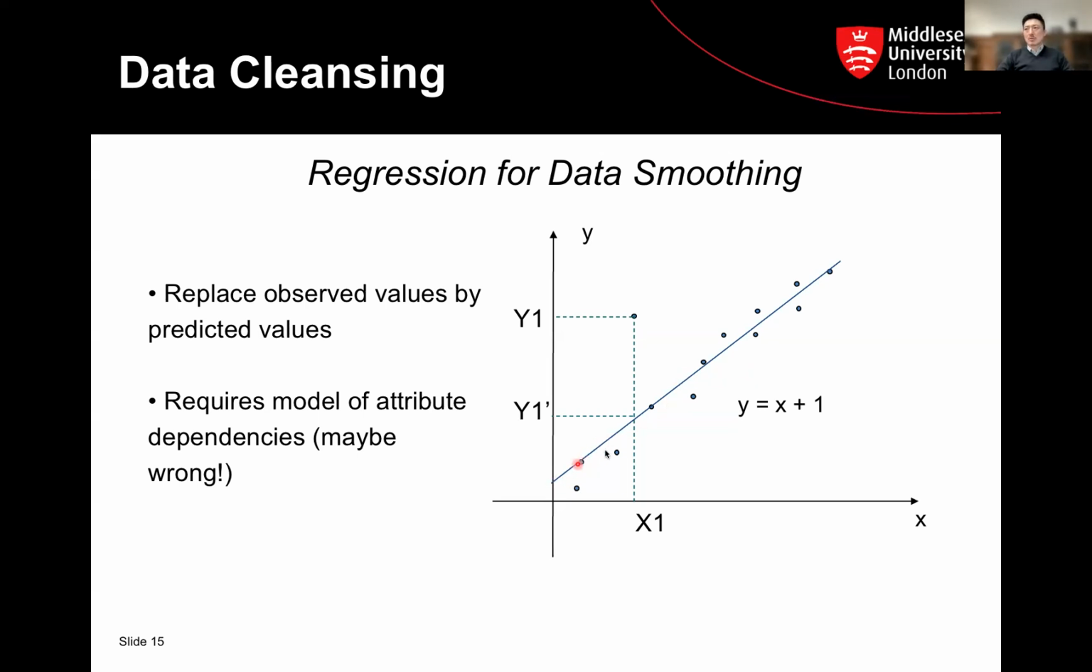Once you assume there's a linear relationship between x and y, you can replace y1 with y1 prime, which is this one here, because if we assume the data should all follow this trend, then this is likely to be an outlier, probably because of some error in the measurement. So we can replace y1 with y1 prime. It's a similar thing if there's a missing value. For example, if y1 is missing and you don't know what it is, you can do a regression and use that to estimate what y1 might be.